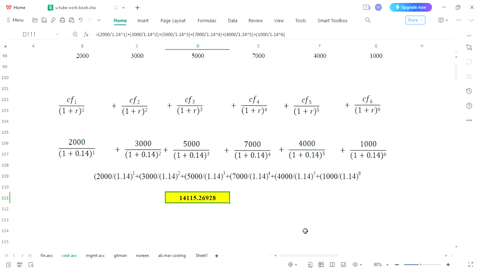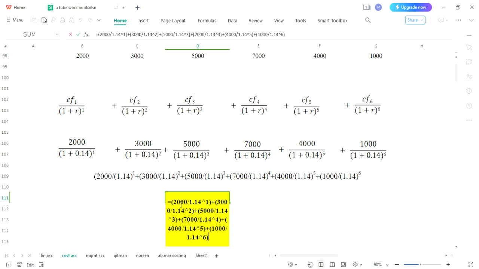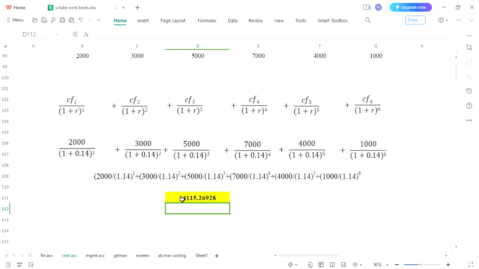In this way you will be able to learn it well. What I was saying, just pause this video right over here. Take your calculator, start putting the amounts. You will not put this equal to sign, it is only used in Excel. Start from first bracket, starting bracket, put 2000 divided by 1.14 raised to power 1, close your bracket. In this way put all amounts on your calculator and get your answer. If you will get 14,115, it means you have learned how to put these amounts on calculator.